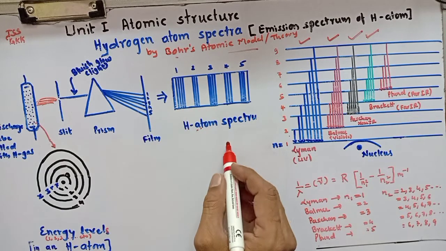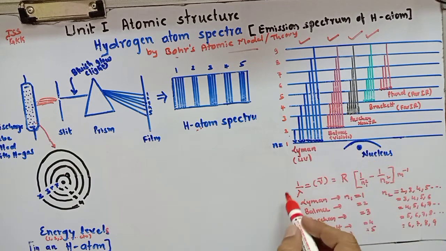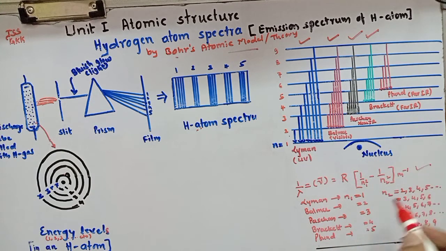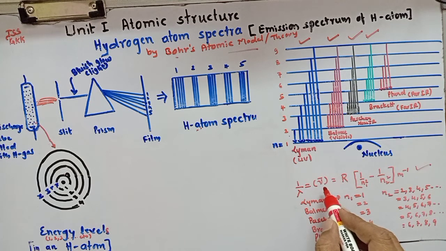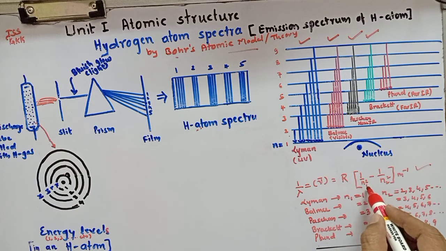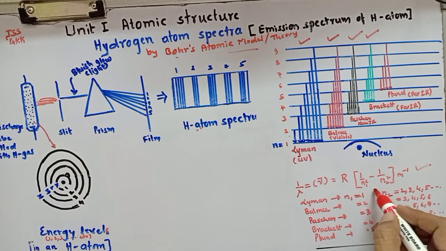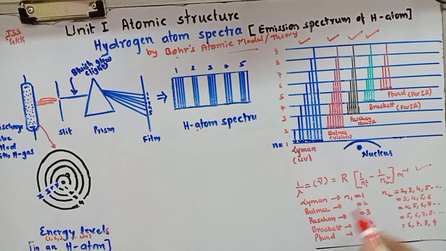Further, Bohr has also calculated the frequency of each spectral line in each spectral series by using the Rydberg formula, the Rydberg equation, just by substituting the n1 and n2 values. Here nu bar, the frequency in terms of wave number, is equal to R, the Rydberg constant, times 1 by n1 squared minus 1 by n2 squared, in terms of per meter. Here n1 is the lowest energy level and n2 is the higher energy level. So in order to calculate the frequency of spectral lines in each series, one has to put the values of n1 and n2 as shown in this diagram or this table.